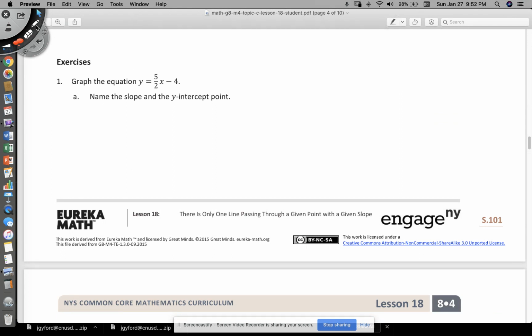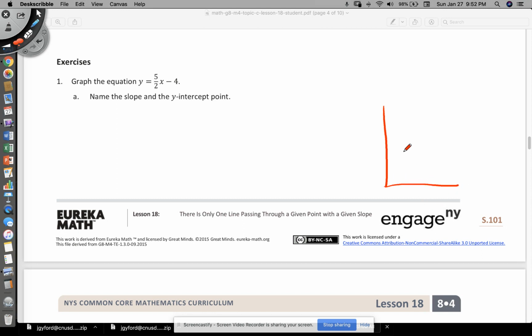All right, exercise here, number 1. We're going to graph this equation and name the slope and the y-intercept. Now, on your graph paper, I'm going to have you just draw a quick little graph. You can just draw like an L-shaped coordinate since these are all positive. And go ahead and graph that. Just make sure you label your graph paper to be exercises 1.